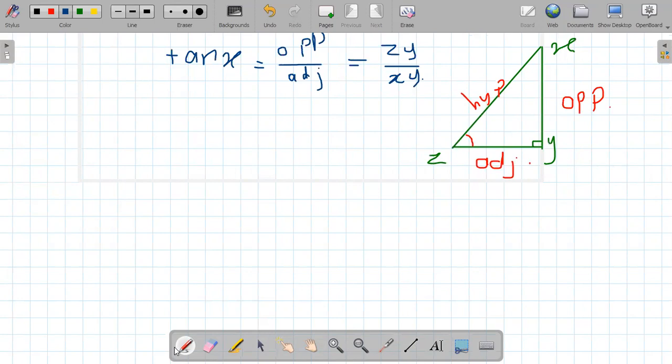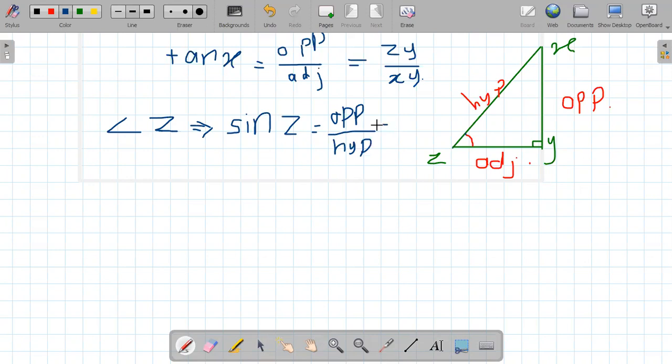Okay. If I want to make these ratios, but about the angle Z. What is the first ratio? Opposite over hypotenuse. Sine Z equals opposite over hypotenuse. Excellent. Equal what over what? XY over XZ.